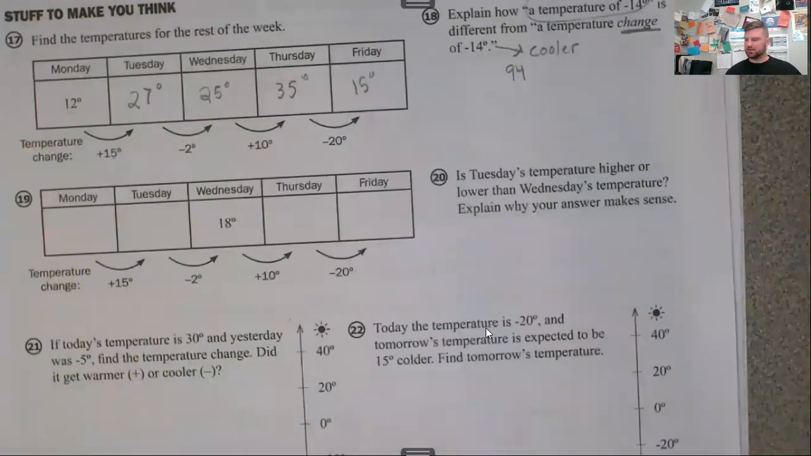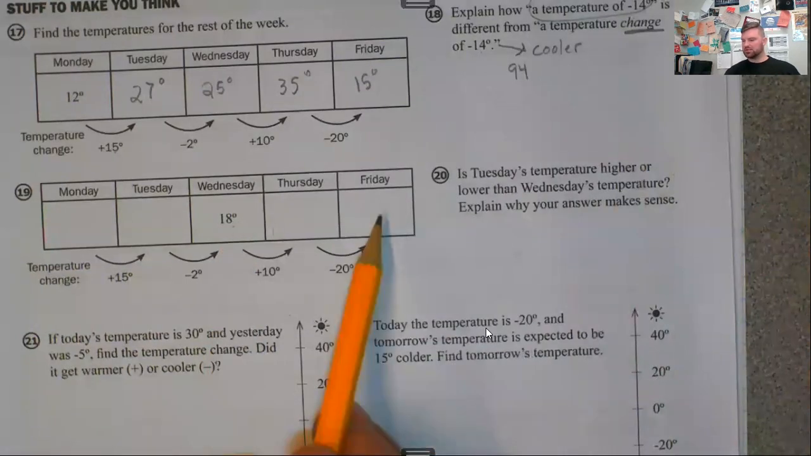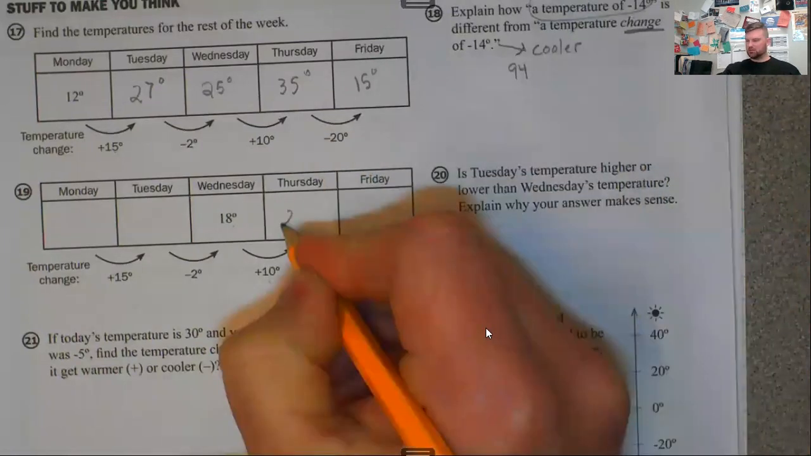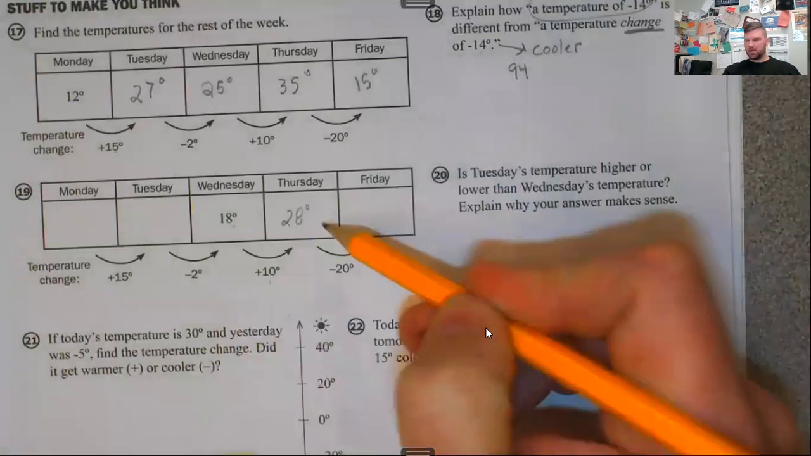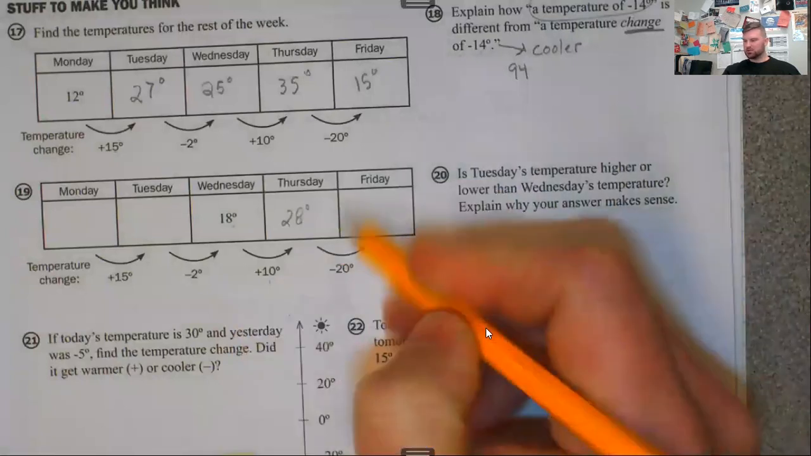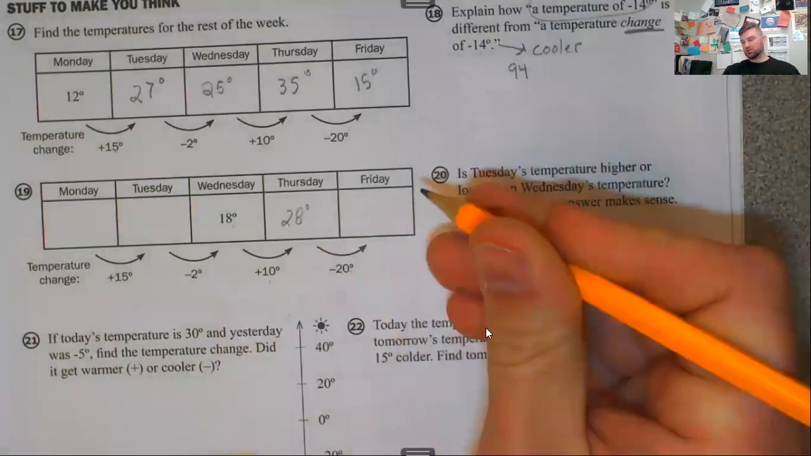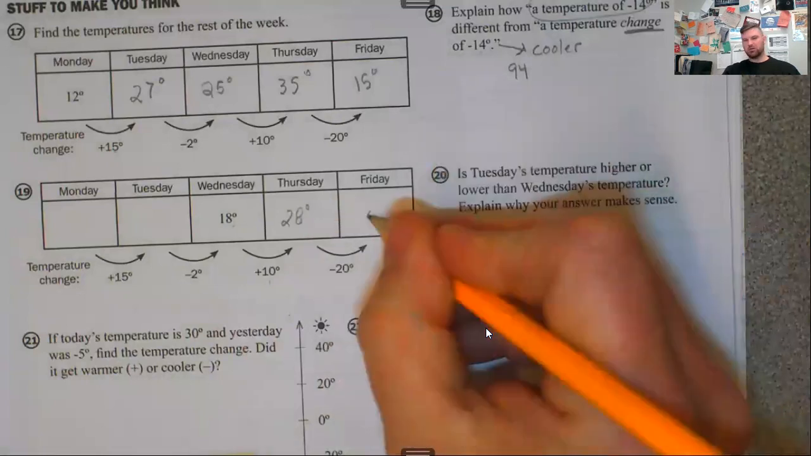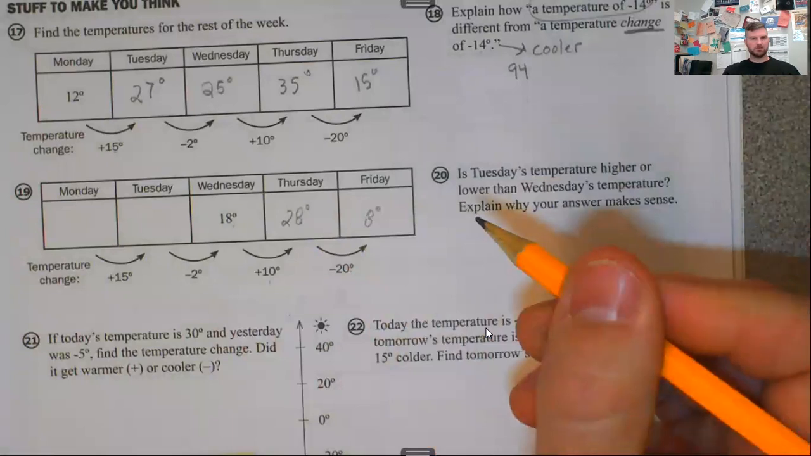All right, 19. So we start here at Wednesday and we'll go to Friday. So Wednesday is 18 degrees. You have a change of plus 10 degrees. So that means this is 28 degrees. And then it has a change of minus 20. So now you're 8 degrees. I really hope that these are Celsius and not Fahrenheit temperatures.